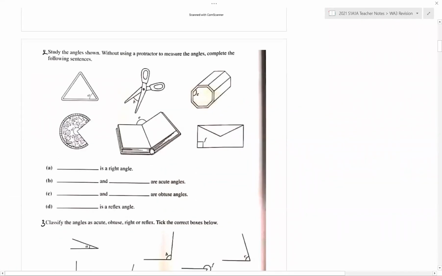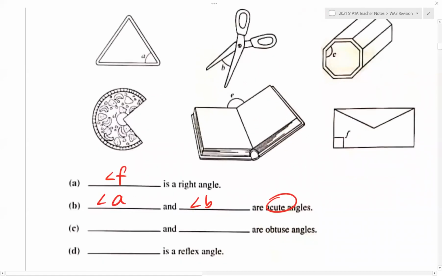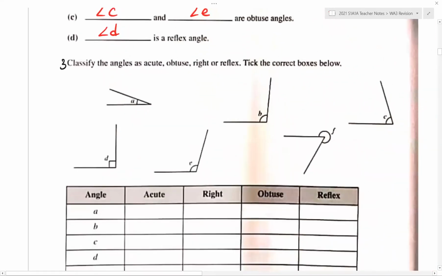Let's continue with question 2. Which are the right angles? Angle F. Which are acute angles? So acute, small and acute, we've got our angles A, angle B. Then we have obtuse. Obtuse angles will be our angle C, angle E, whereas the last one, angle D, is a reflex angle. You need to know all the names. We can test you on this. So classify them as acute, obtuse, right, or reflex.